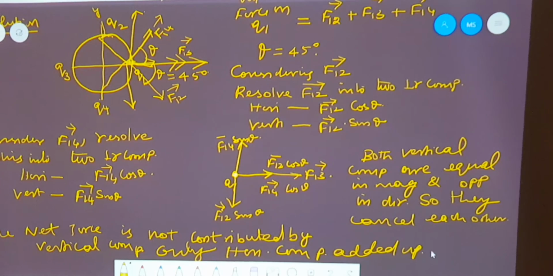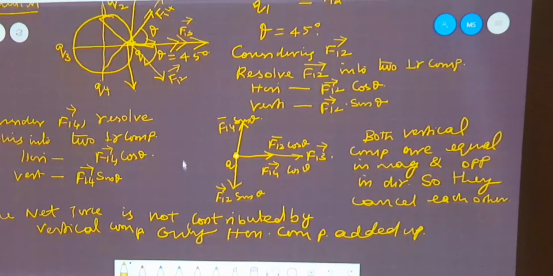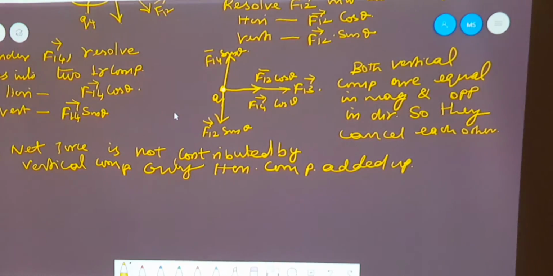When you are considering this, I have told you the vertical components are equal and opposite. F14 and F12 are equal because the charges are equal and the distances are equal, and theta is also equal. So F14 sin theta and F12 sin theta, since they are equal in magnitude and opposite in direction, cancel each other. Now let us calculate what the net force is.